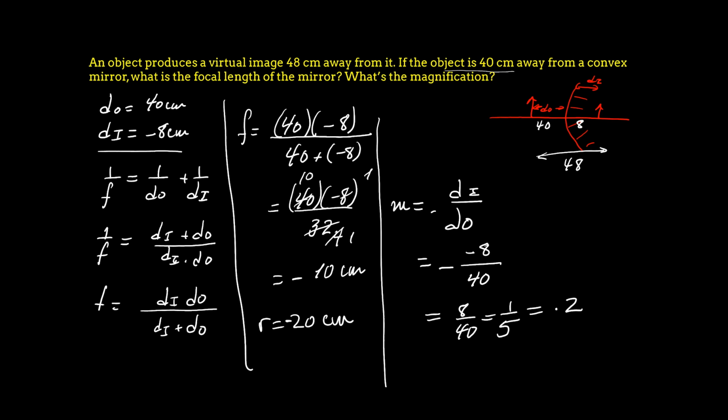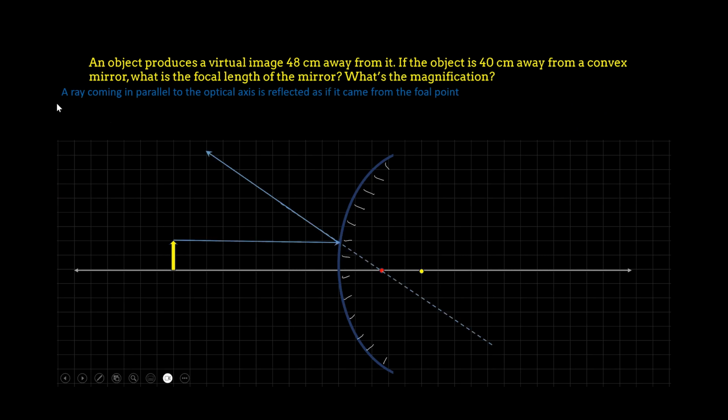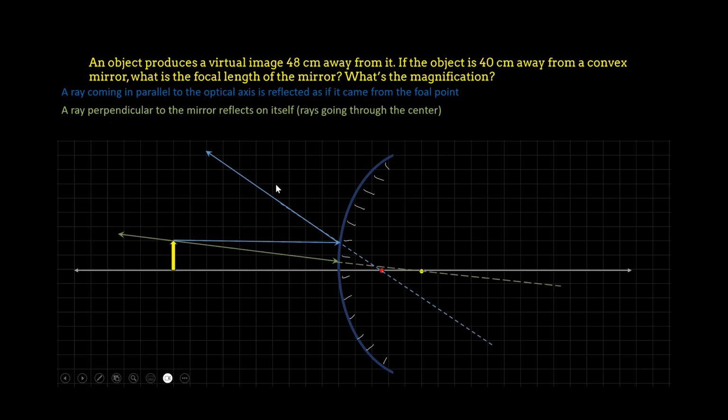So let's see what we have from ray tracing. So here, again, I started with a focal length of 10 and a DO of 40. Let's make sure the image lands at 8. Okay? So there it is. Parallel, reflected as if it came from the focal point to the mirror, reflects on itself, and then through the focal point, bounces back parallel. They all meet over here, somewhere, roughly over here.